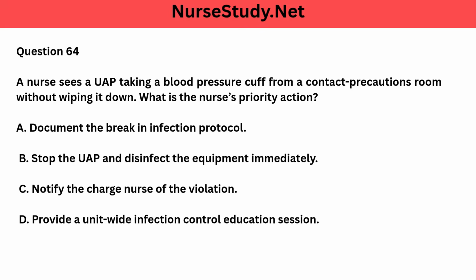Question 64. A nurse sees a UAP taking a blood pressure cuff from a contact precautions room without wiping it down. What is the nurse's priority action? A. Document the break in infection protocol. B. Stop the UAP and disinfect the equipment immediately. C. Notify the charge nurse of the violation. D. Provide a unit-wide infection control education session.